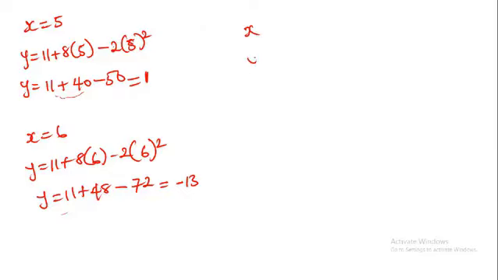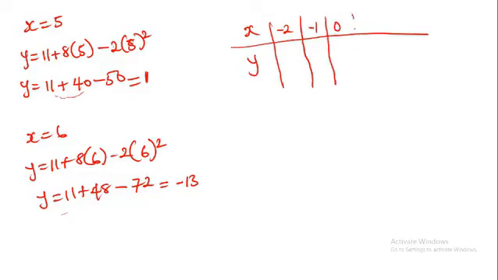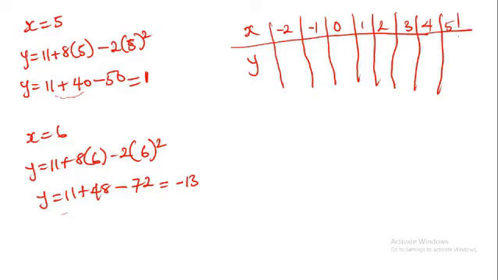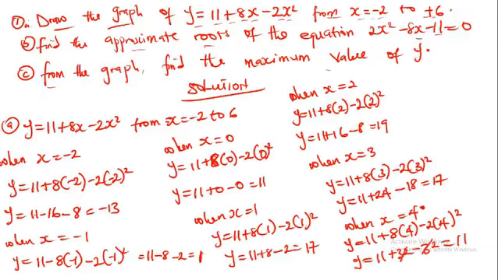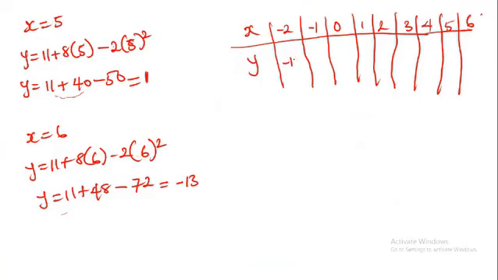We have our x, and then we have our y. Okay, we have x to be minus 2, minus 1, 0, 1, 2, 3, 4, 5, and then 6. Okay, let's go back. When x is minus 2, y is what? Minus 13. We'll write it down, minus 13.